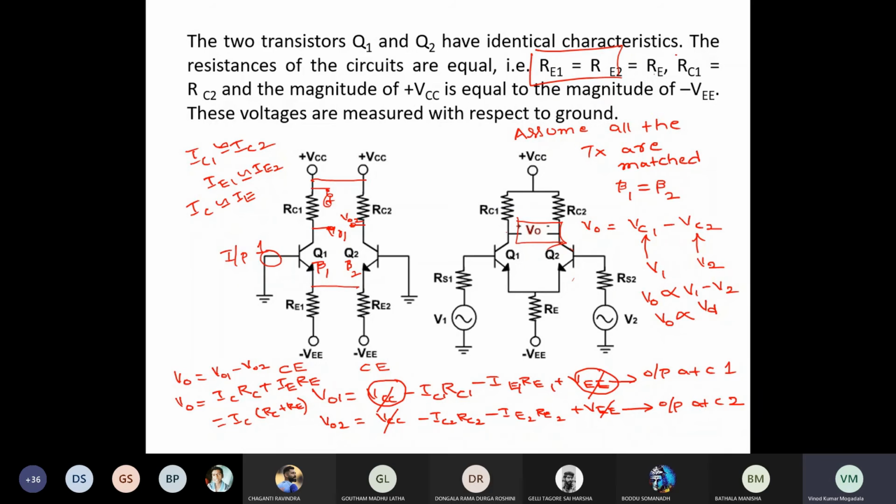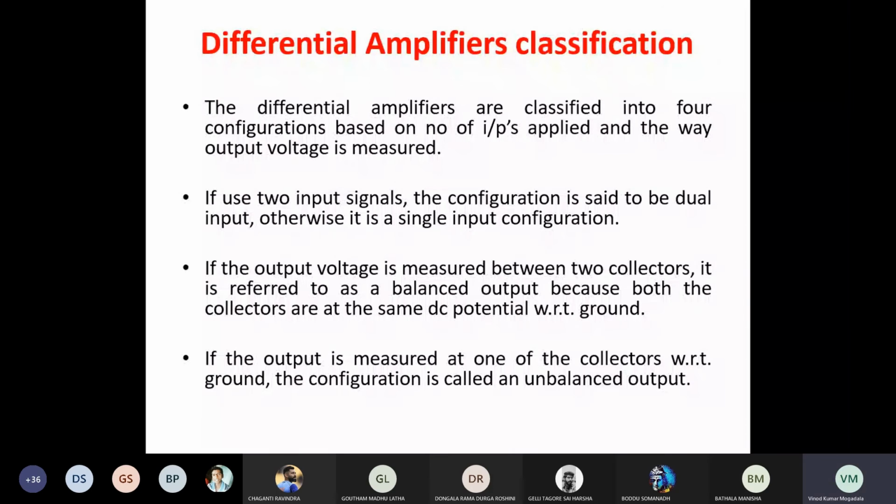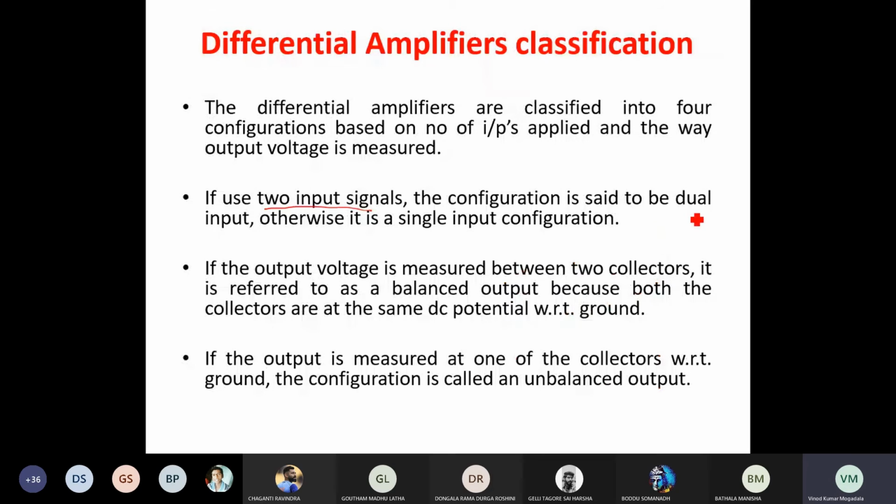So this is how we realize the differential amplifier. Differential amplifiers are classified based on how many inputs we are using and how the output is taken. If you are applying inputs to both the base terminals, then it is said to be dual input.